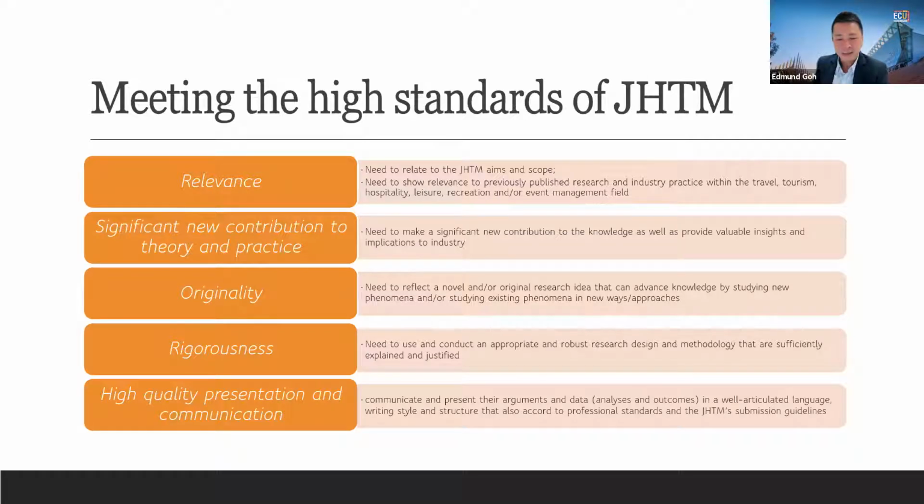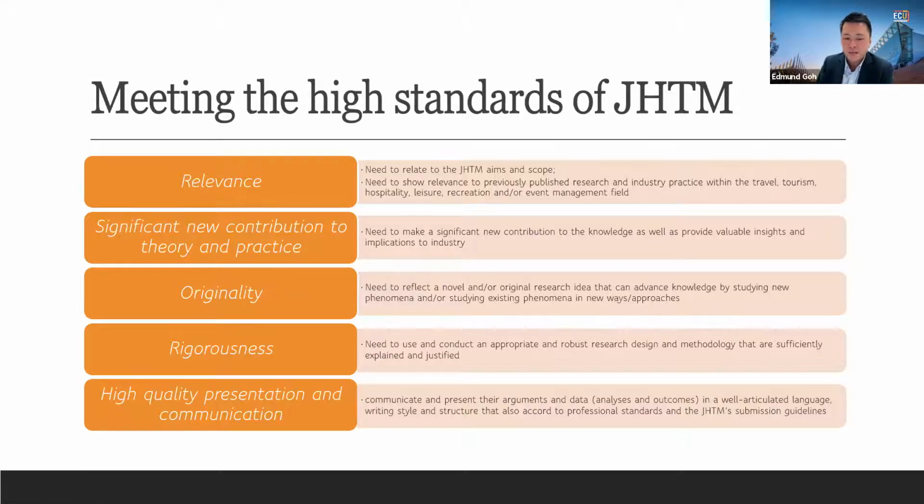So there are no shortcuts, and I would like to reiterate the high standards of JHTM with these 5 attributes. Yep. So the 5 attributes and criteria. Number 1, the relevance needs to be there. Yep. So the manuscripts should relate to JHTM's aim and scope.